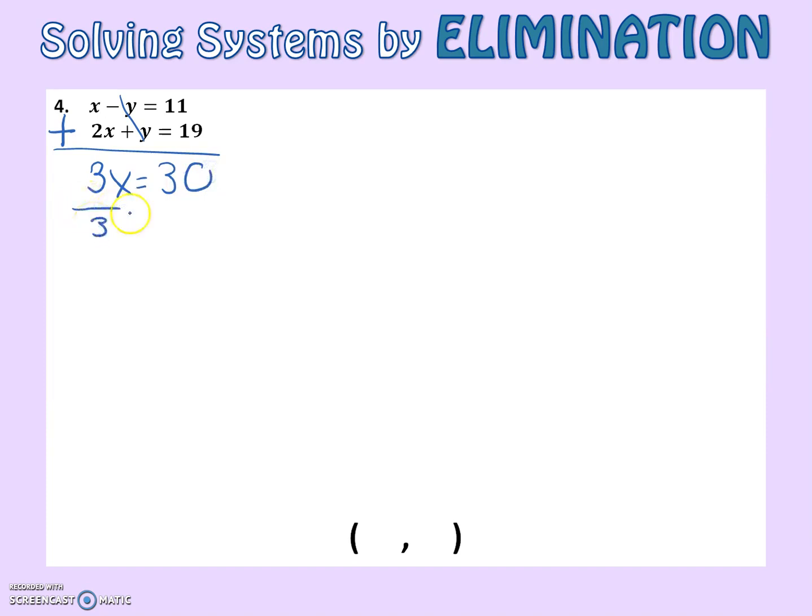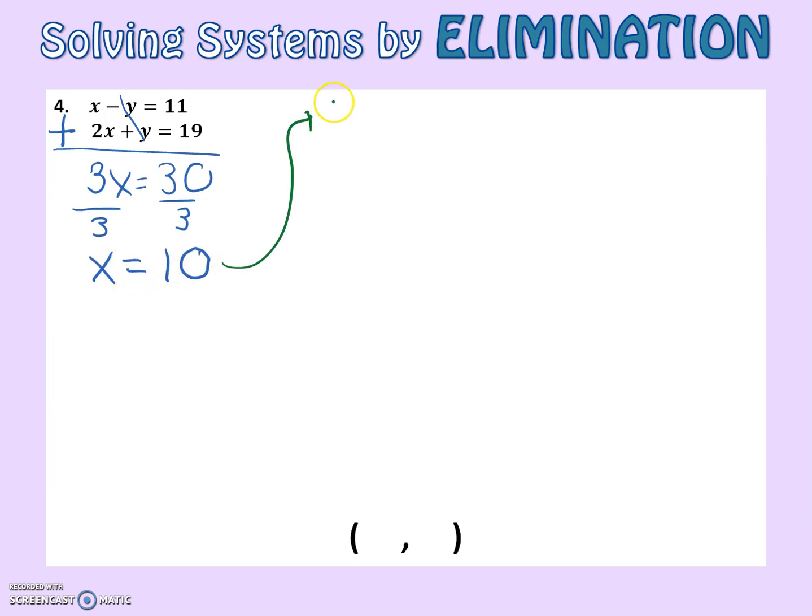Let's just go ahead and divide everything by 3 so that we can get x alone and get x equals 10. Now again, just like normal, we'll do this over and over and over again. I'm going to take that value we got for x because we need y.